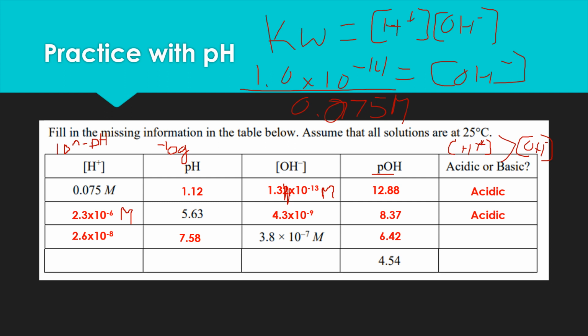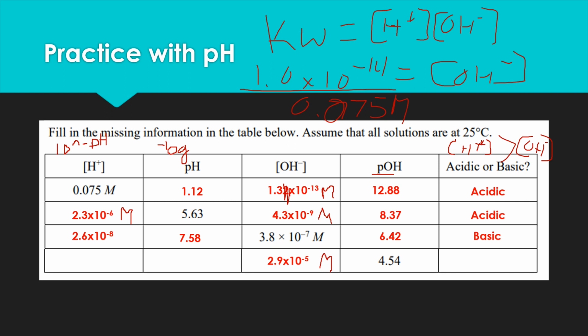Okay, finally we've got our pOH. We can undo it. 10 to the negative 4.54 gives a, oh, I forgot to say that this one was basic. Sorry. So pH higher than 7, pOH lower than 7, that's basic. Okay, so we got our pOH, 4.54. So we undo it. 10 to the negative 4.54 gives us 2.9 times 10 to the negative 5. Again, molarity. All of these are molarity because they are a concentration.